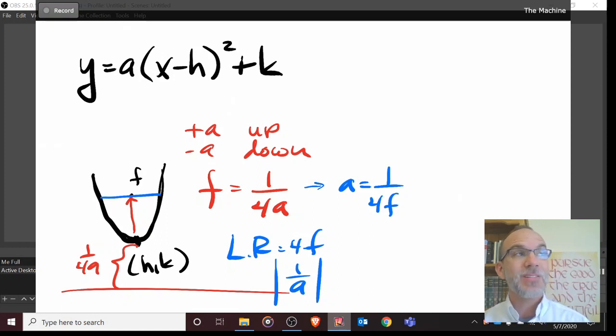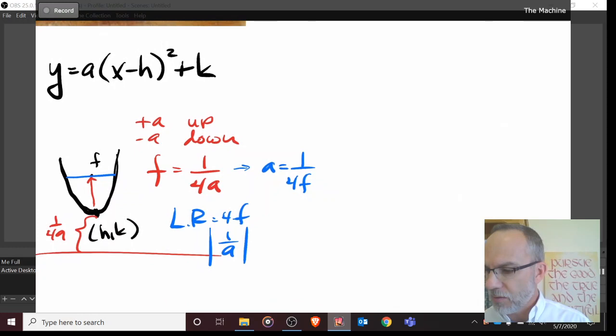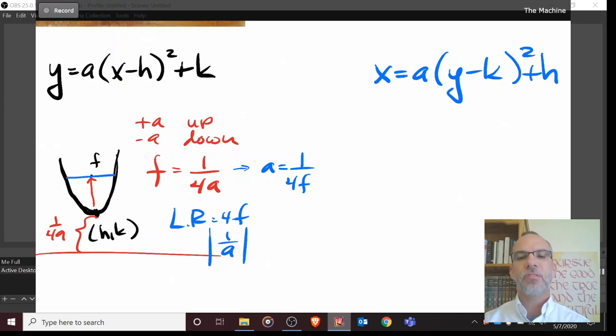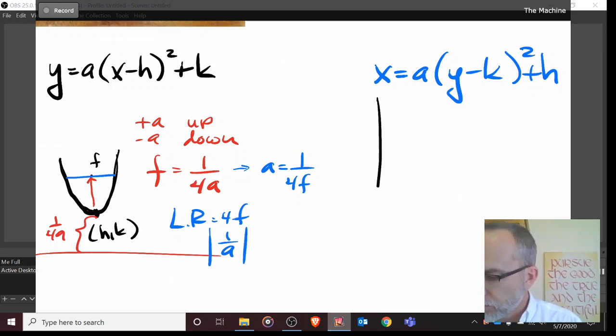However, we can also have one on Cartesian space that opens left and right. That would look like this: x = a(y - k)^2 + h. You say, what? Yeah, that one would open left or right. So on a Cartesian grid, it might look like this.